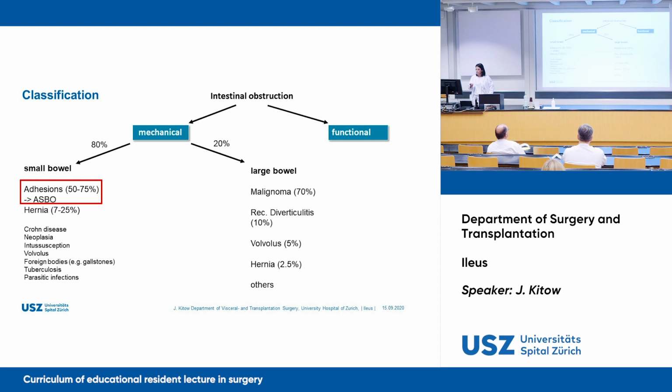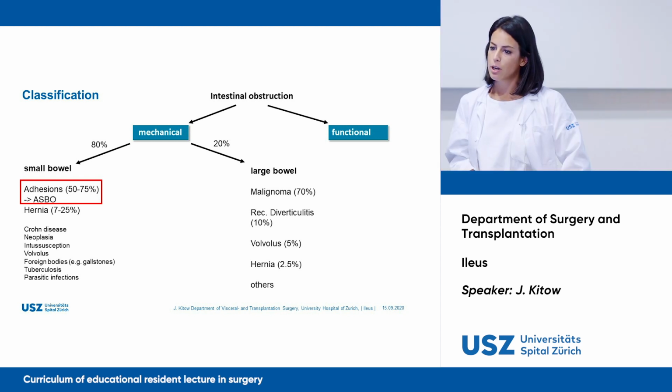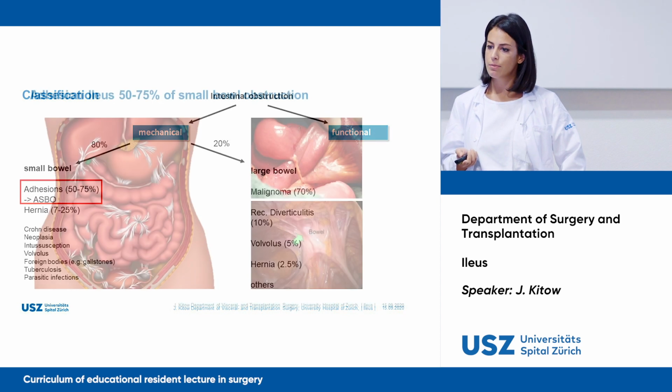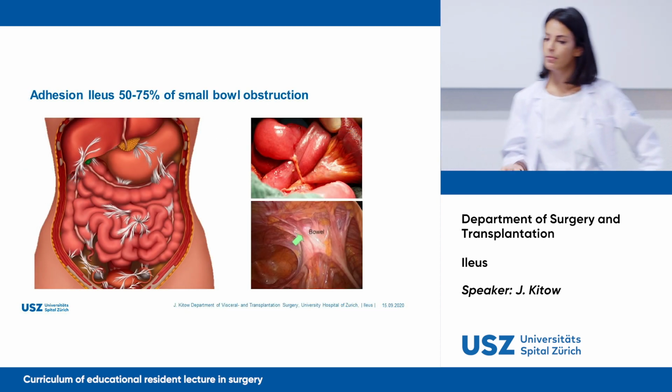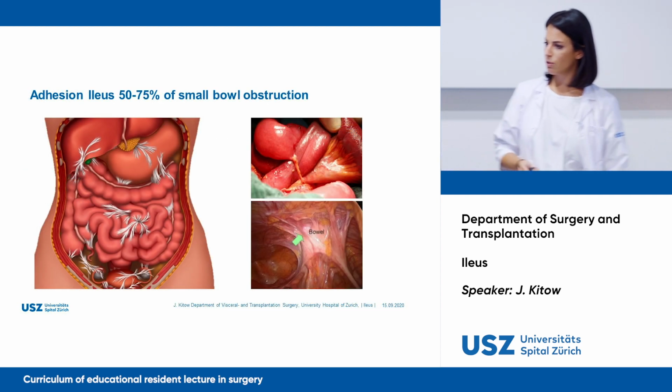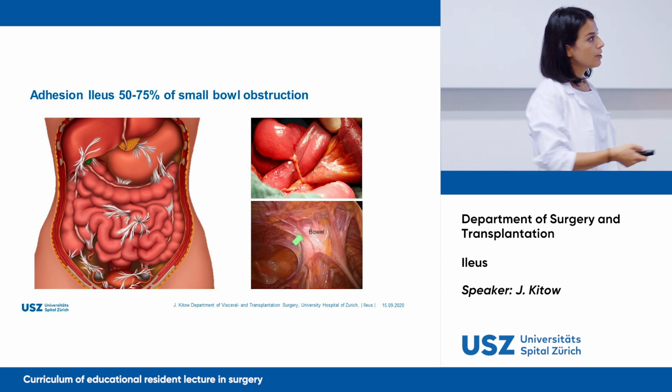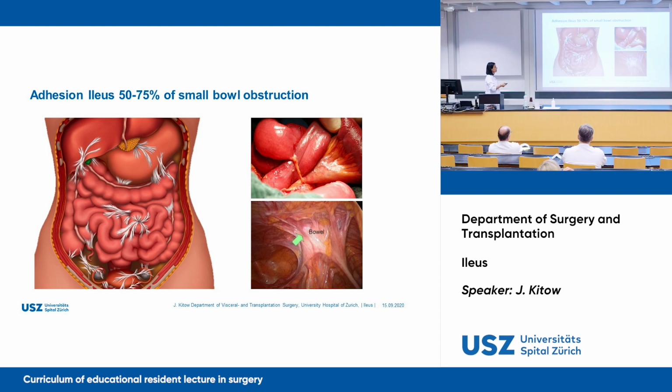So, as I already said, most small bowel obstructions are caused by adhesions, up to 75%. So let's have a closer look at them. Adhesions can be found nearly everywhere in the abdomen, and they can have various forms, as we can see here: a string-like adhesion, or a really large adhesion where bowel is trapped inside and is dislocated to the abdominal wall.